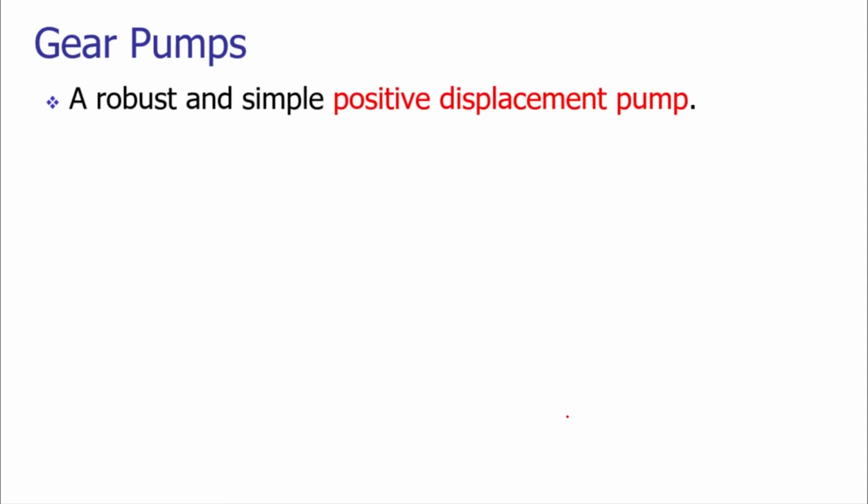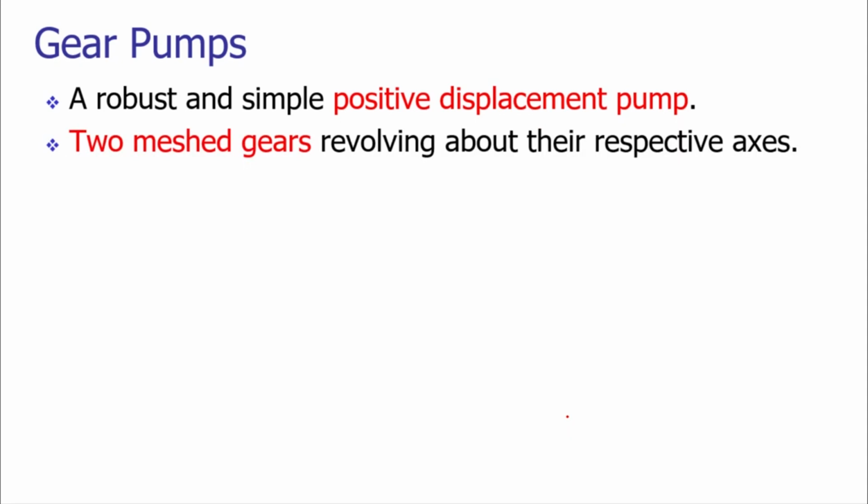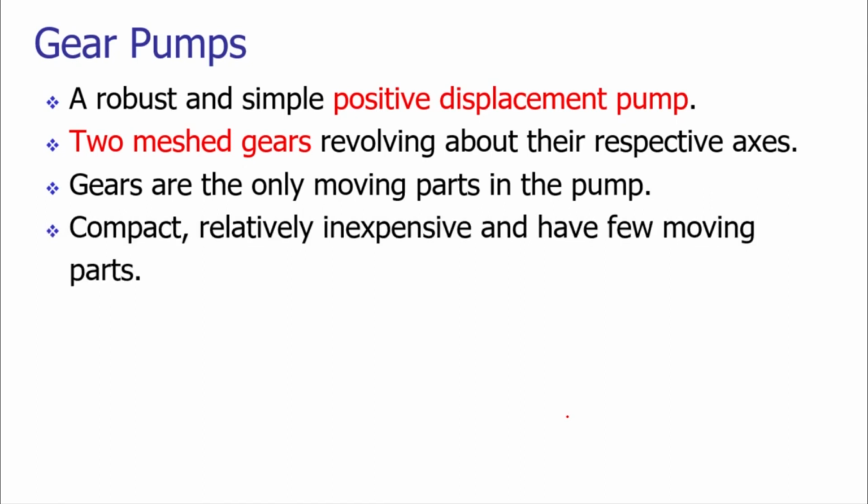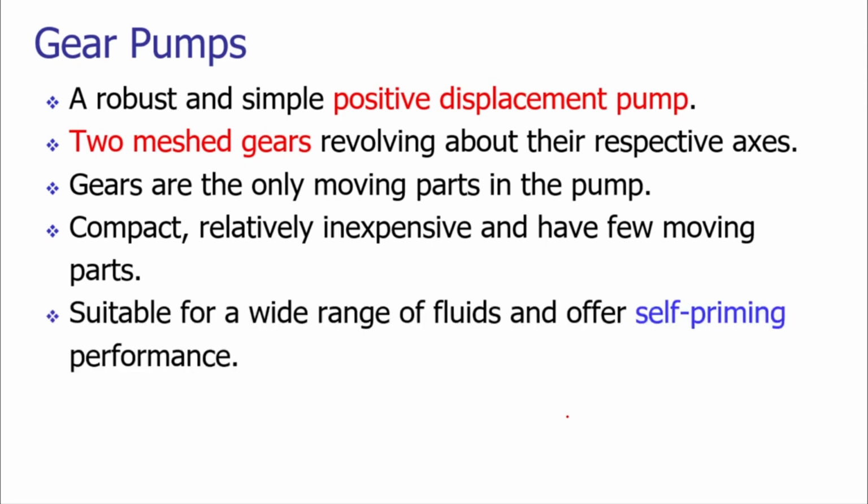Let us look at the construction and working of the gear pump. A gear pump is a robust and simple positive displacement pump. As the name indicates, it has two gears. These two gears are meshed and they revolve about their own axis. Both the gears are rotating. So these are the moving parts in the pump. The gear pumps are quite compact and they are inexpensive due to fewer moving parts. They are suitable for a wide range of fluids and they have self-priming performance. They can create a vacuum so that we can get the fluid in.